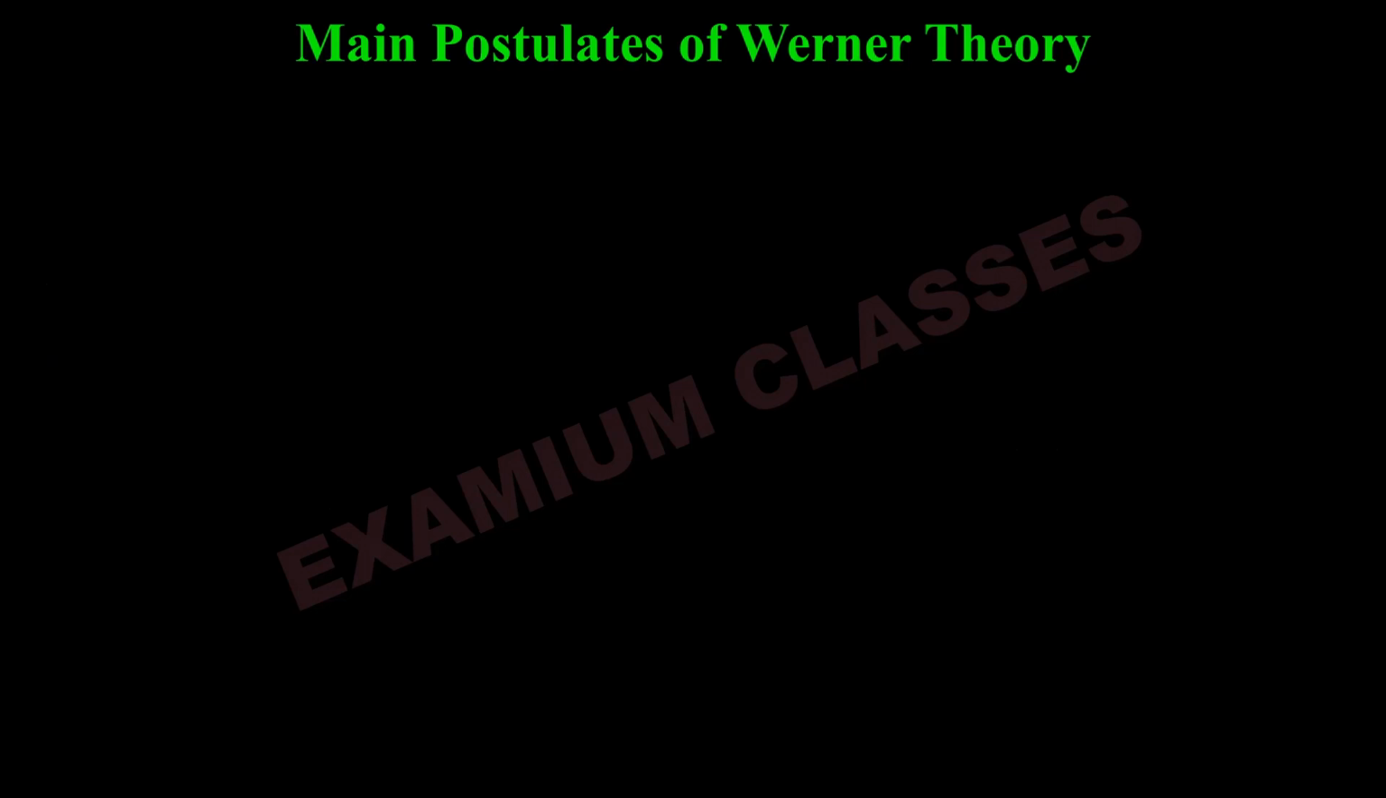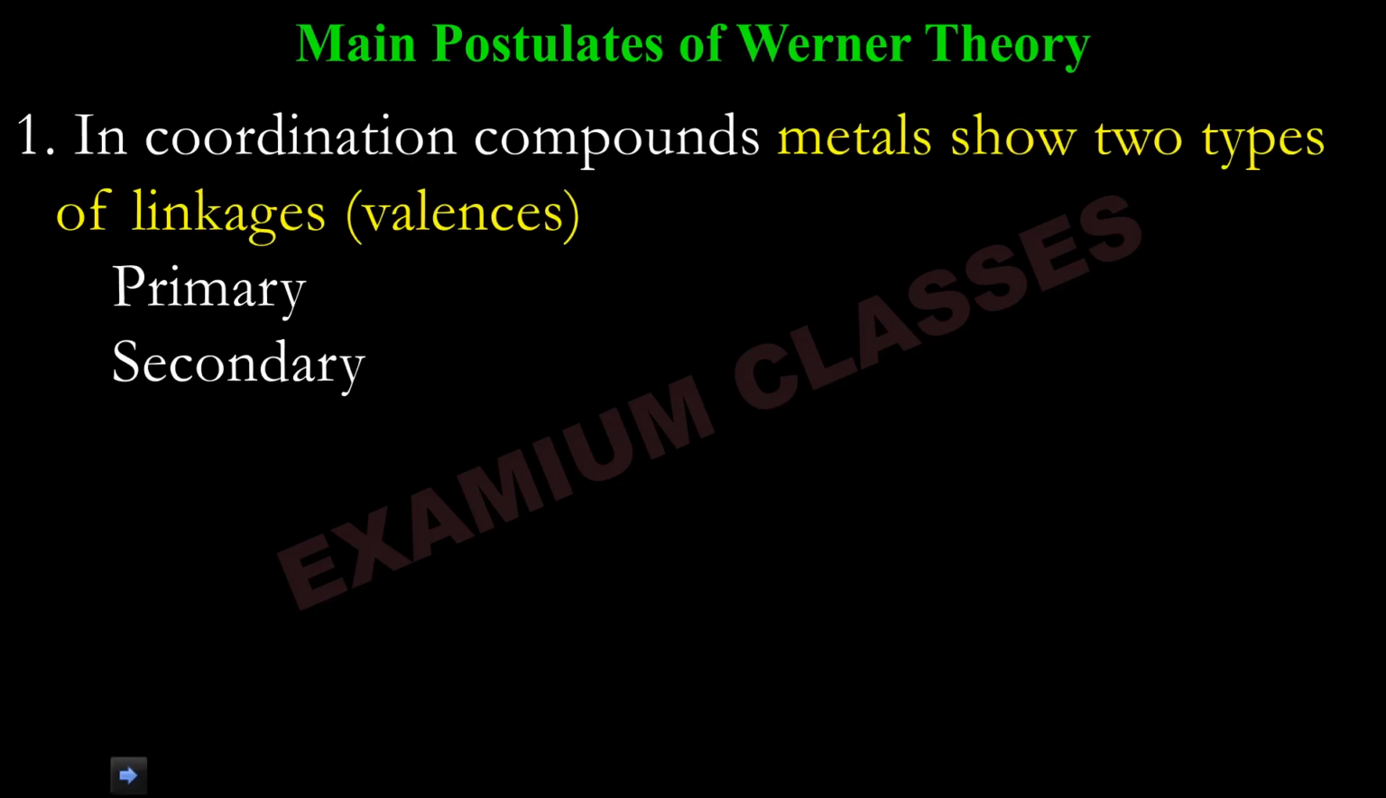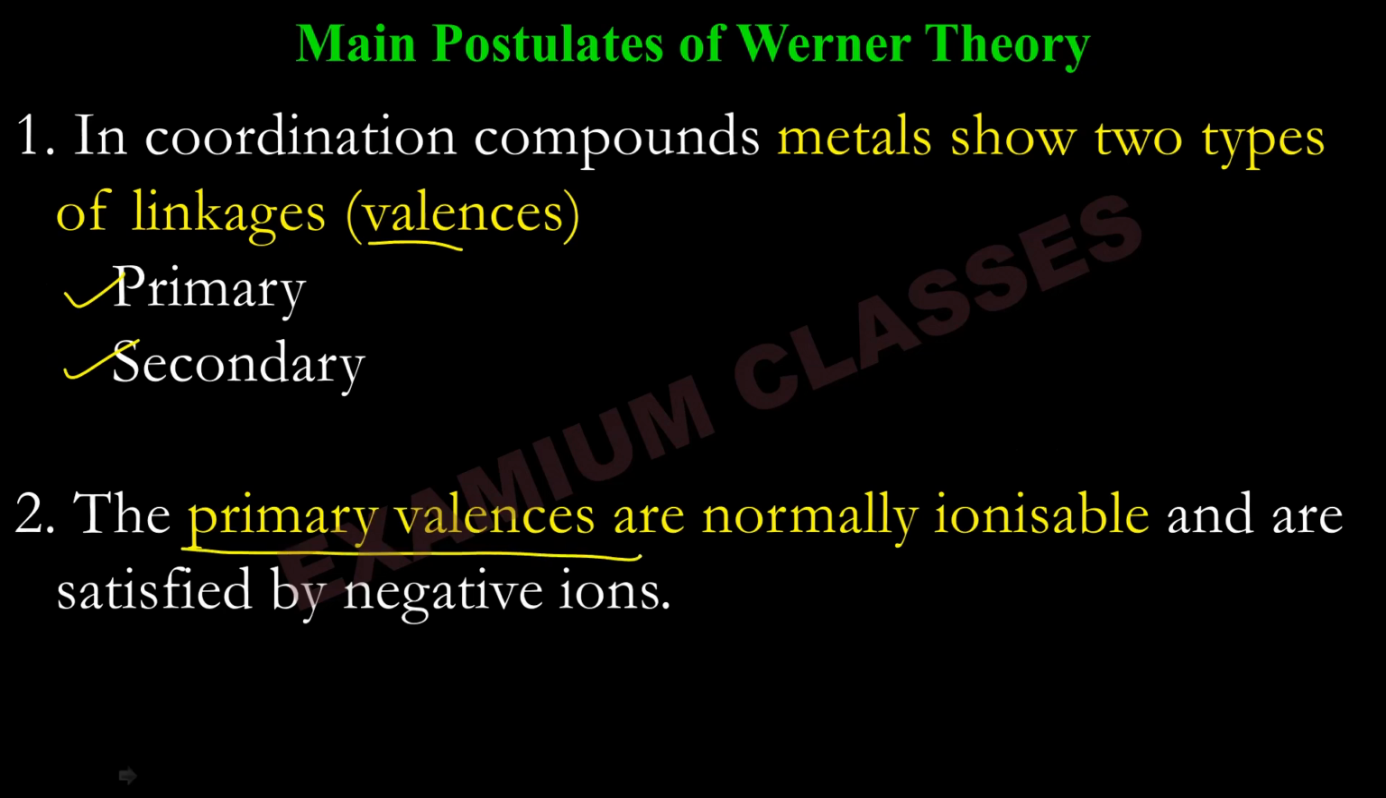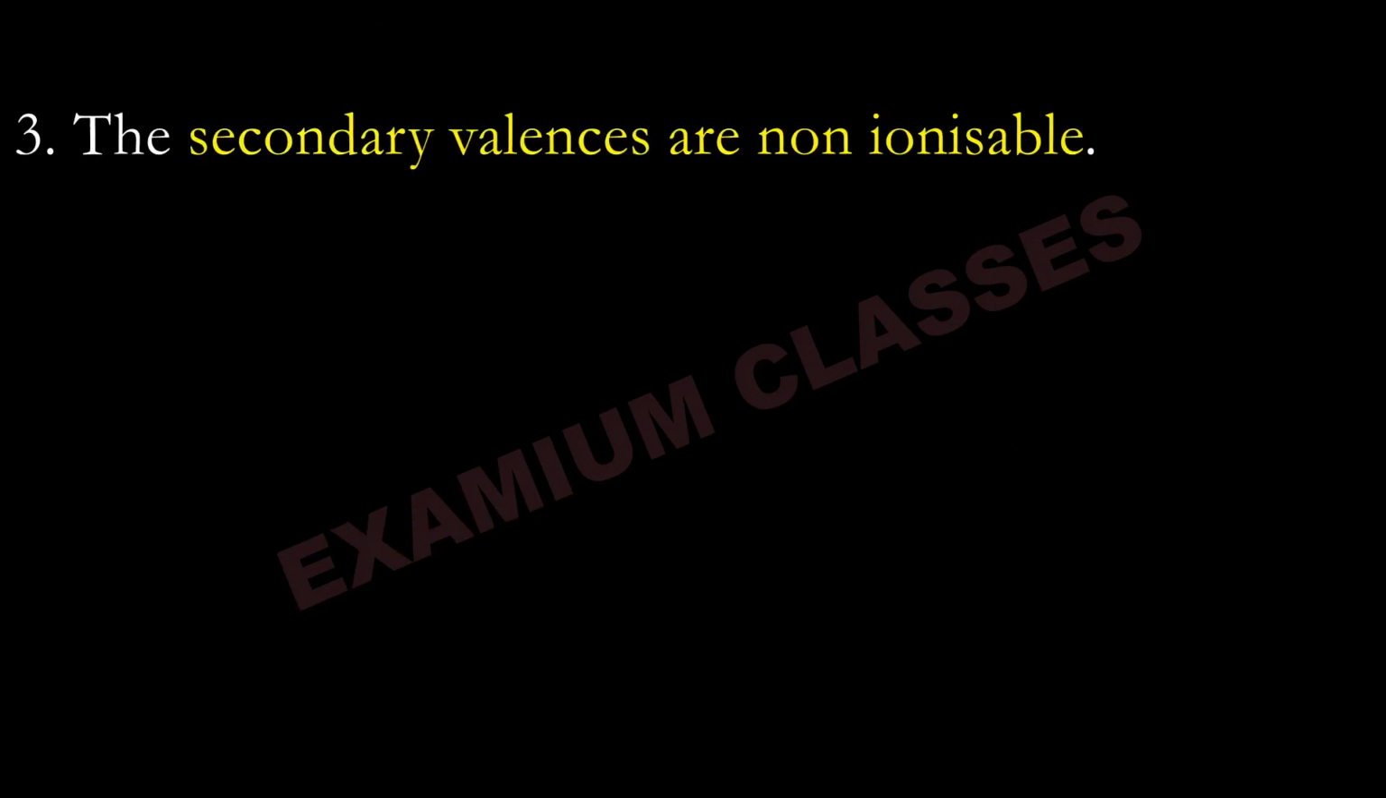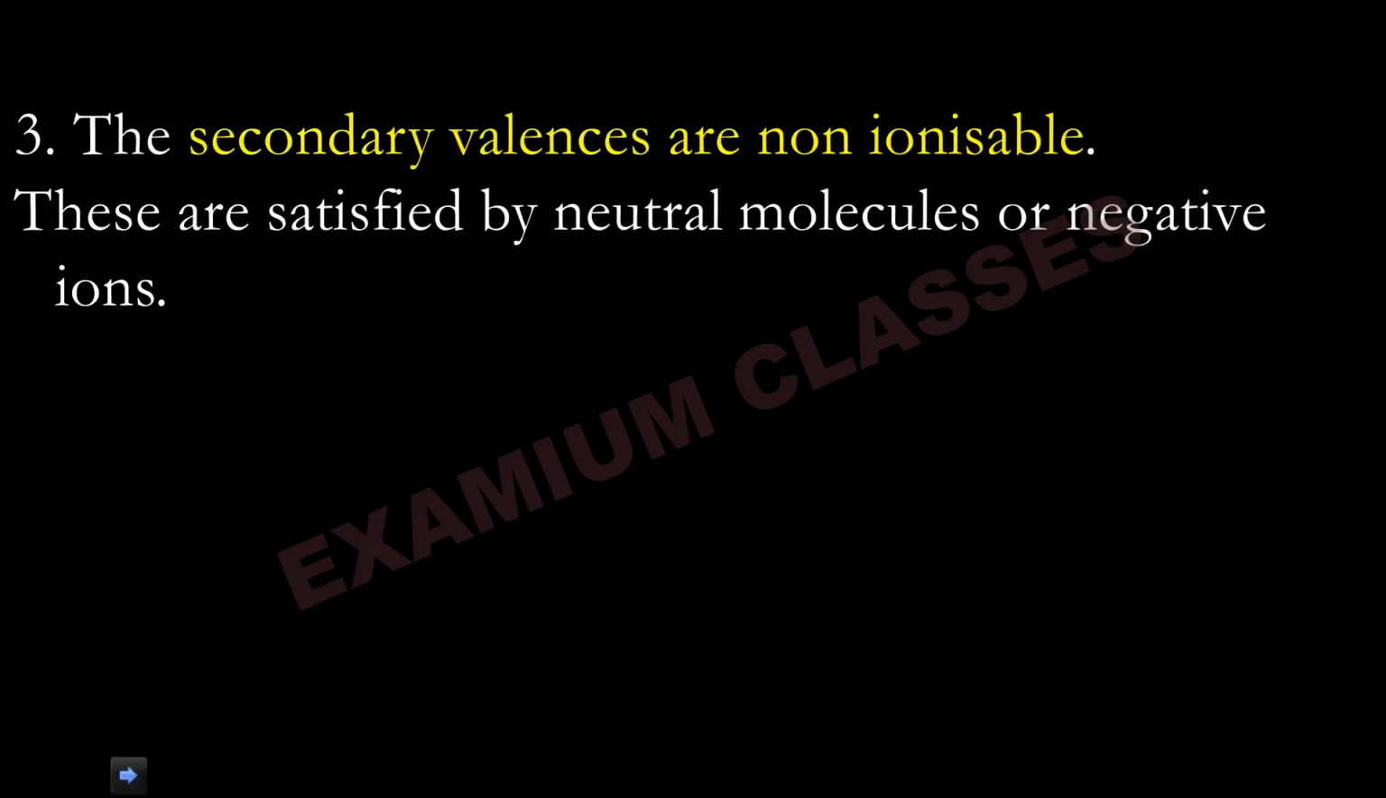So this is a repetition of what I have said, but I will repeat it anyway. In coordination compounds, metals show two types of linkages, valencies: primary and secondary. The primary valencies are normally ionizable and satisfied by negative ions. The secondary valencies are non-ionizable. These are satisfied by neutral molecules or negative ions inside the square brackets. And remember, these are known as ligands.